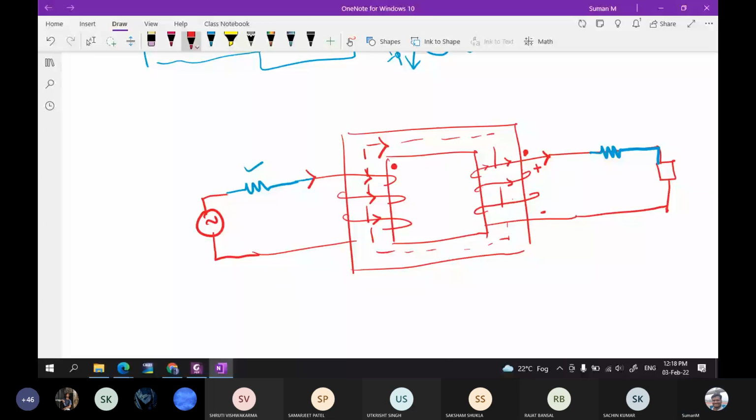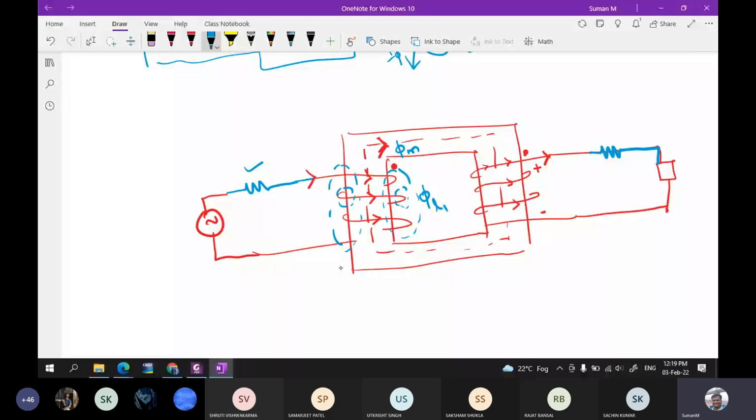So on the primary side, because of this current, there is some flux. That flux is going to have two parts. One is leakage flux, which is going to link only one winding, that is the primary winding, and not the secondary winding. This is the leakage flux, phi L1. Then there is another flux which is linking both the primary and secondary, that is the mutual flux.